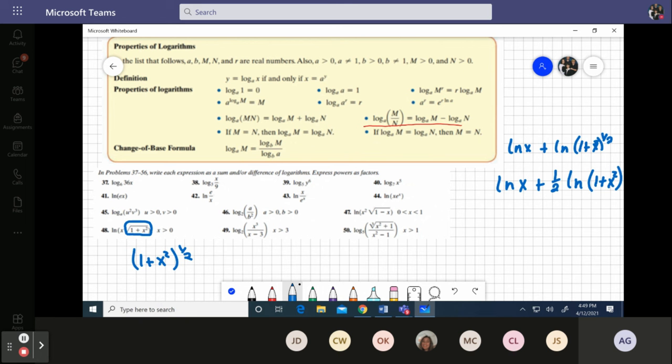Why do they have x is greater than 3 here? Can't have a negative. Can't have a 0. Cannot have the log of a negative number.